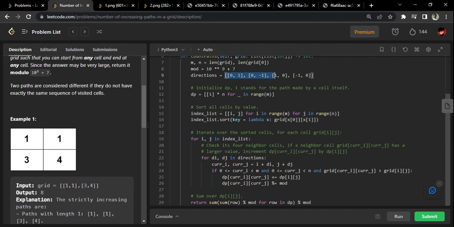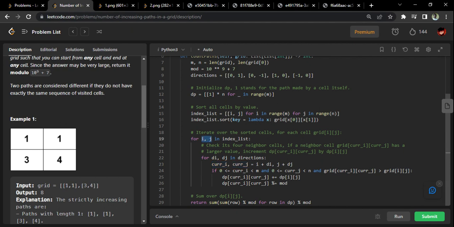If I add these directions, I will get its neighboring element. So for di comma dj, which refers to the change along the i direction and the change along the j direction, in directions, this will give the current i comma current j. Please make this one very clear, as you will use this in many questions. Current i and current j basically refer to the adjacent elements of the i comma j. There will be four current i and current j for each of the i comma j. That's what I'm trying to say here.